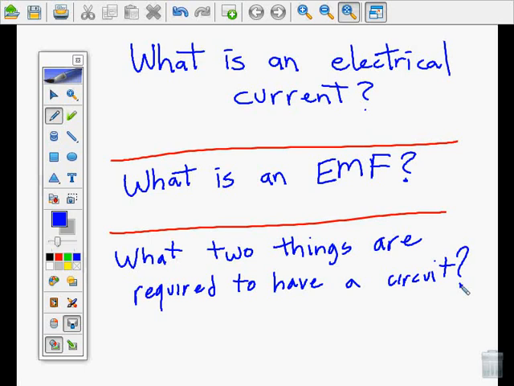What is electrical current? What is an EMF? And what 2 things are required to have a simple circuit? Everyone ready, Freddie?